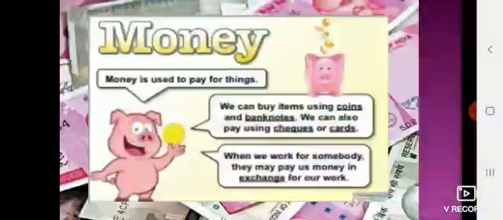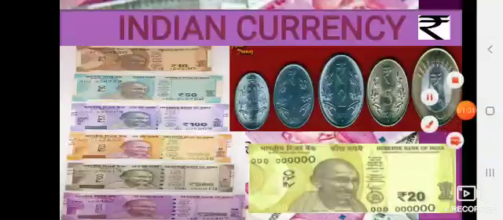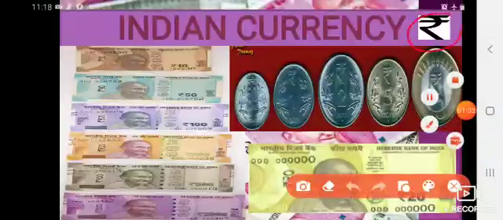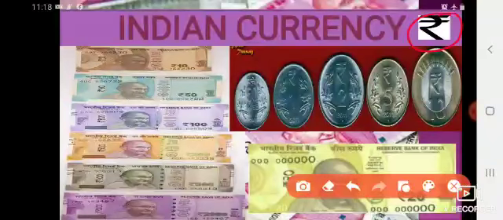As you all know, we use money for buying things. We can buy items using coins and banknotes. We can also pay using checks or cards. Every country has its own currency, and our currency is rupees, and the symbol of rupees is this. You can see the symbol of rupees here. Here you can see we are having the pictures of some coins and our currency notes.